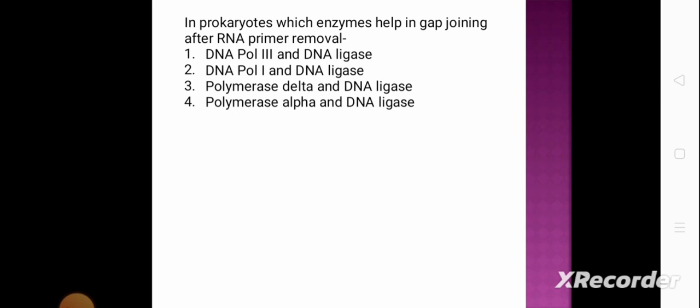Next question. In prokaryotes, which enzymes help in gap joining after the RNA primer removal? Option 1 is DNA pol 3 and DNA ligase. Option 2, DNA pol 1 and DNA ligase. Option 3, polymerase delta and DNA ligase. Option 4, polymerase alpha and DNA ligase. And the correct answer is DNA pol 1 and DNA ligase, that is option 2.